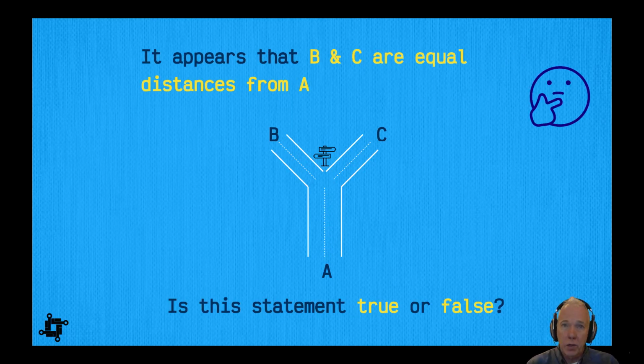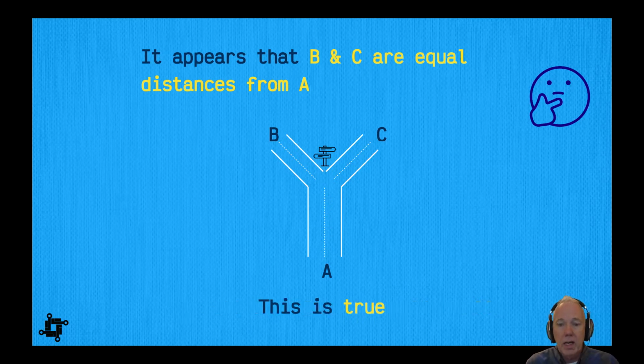Let's consider another question. It appears that B and C are equal distances from A. Again, is this true or false? And I would open it up to the students. And in this case, it is true. It does look like from A to B and A to C, they look like equal distances in the diagram. So the right answer is true.